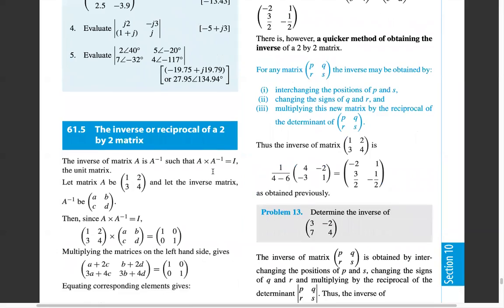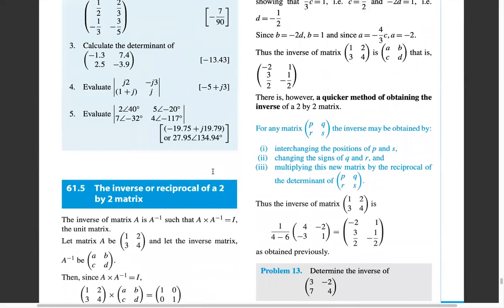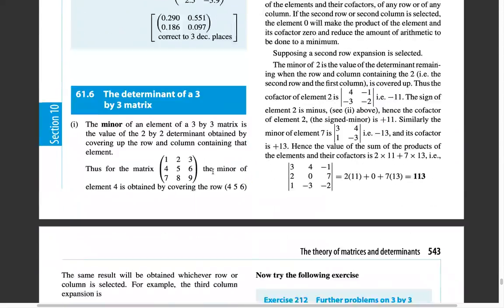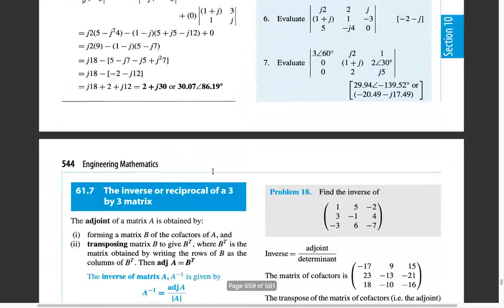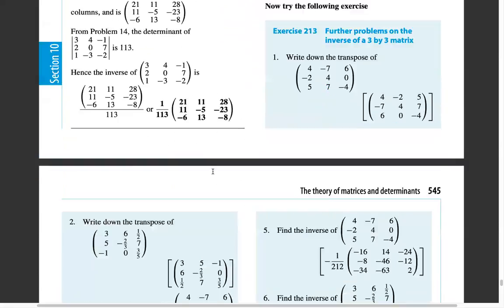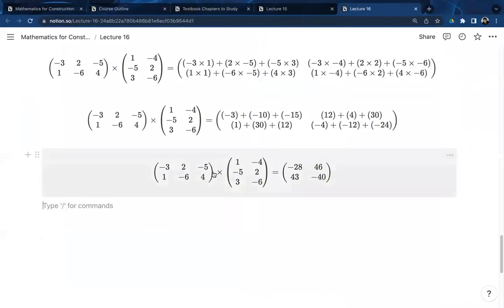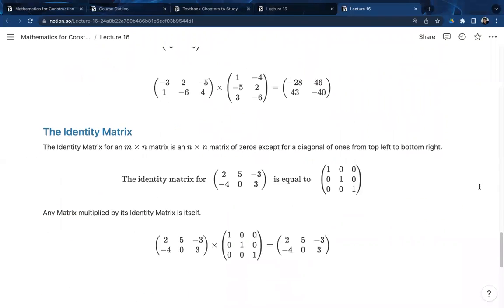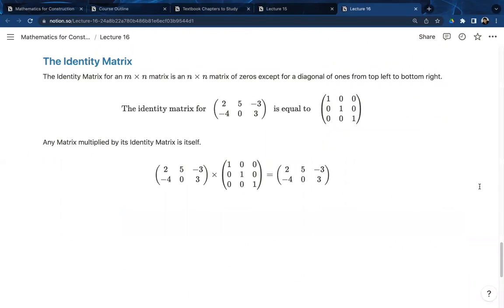We're going to talk about all these things: the inverse, the reciprocal, the determinant, the identity matrix, what singular matrices are. We're going to stick to 2 by 2, and then we're going to show how to solve simultaneous equations, right? So let me forget about the book for now, because the book is kind of confusing, right? Where's this identity matrix that they talk about? Let's see. The identity matrix.